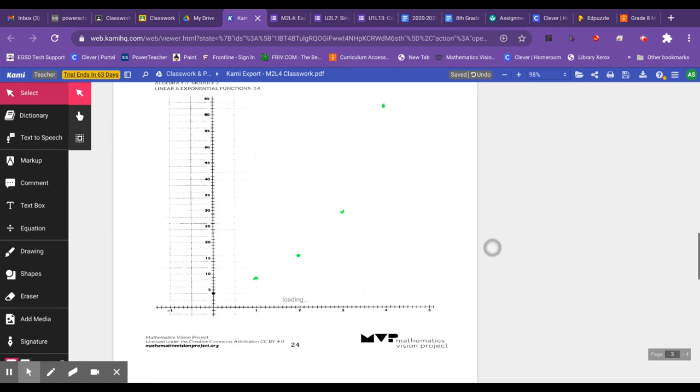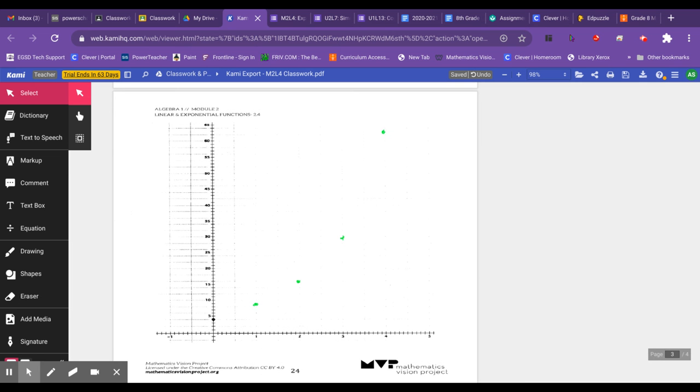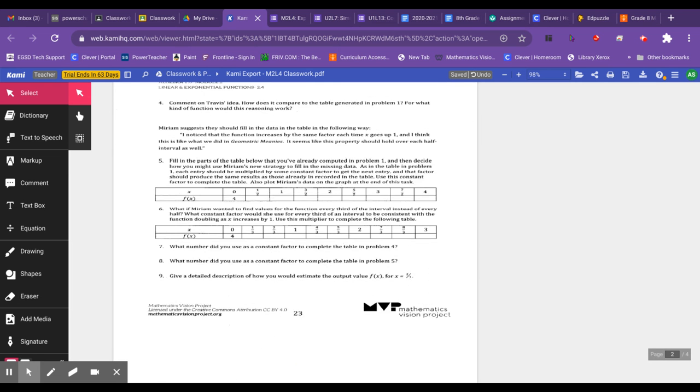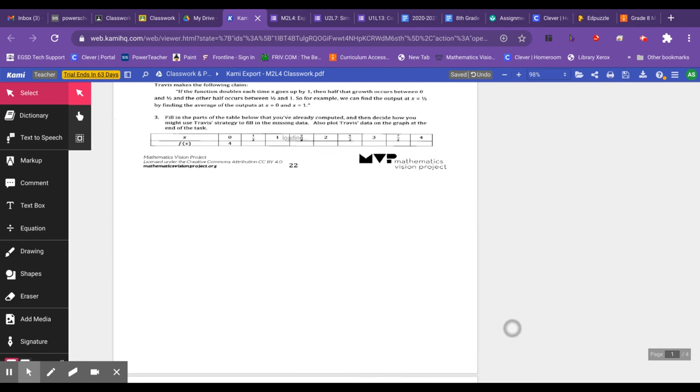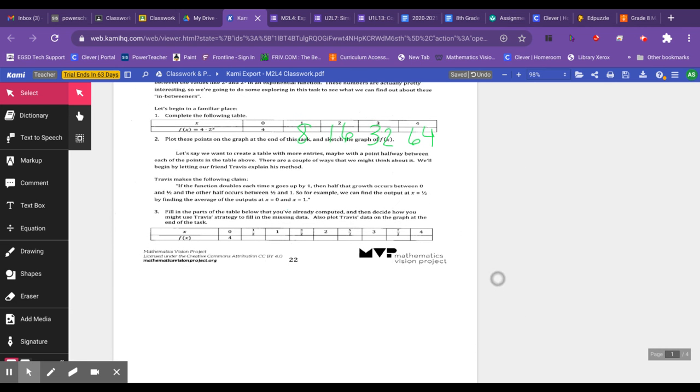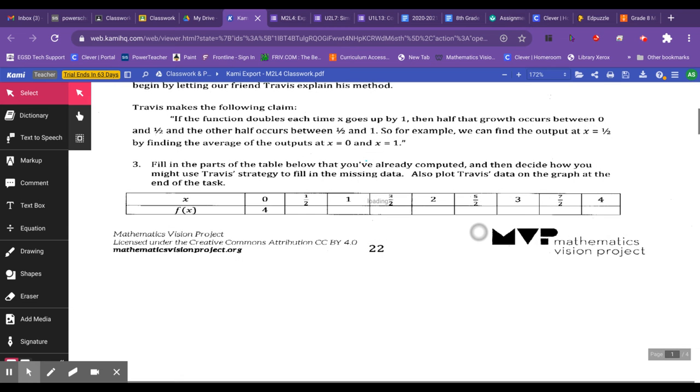Okay, so zoom out so we can see that is kind of our path of the line. So that's what we're trying to see. What's going to follow in that line if we go in between? So if we read through this next section, it says, let's say we want to create the table with more entries to see about what's actually in between those dots. Travis is saying if it goes up by 1, then half that growth occurs between 0 and half, and the other half occurs between half and 1. So you can kind of find the average of the two numbers and be able to fill in the gaps.